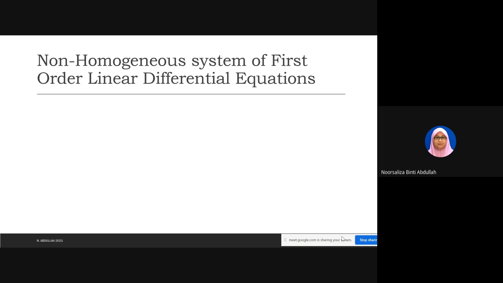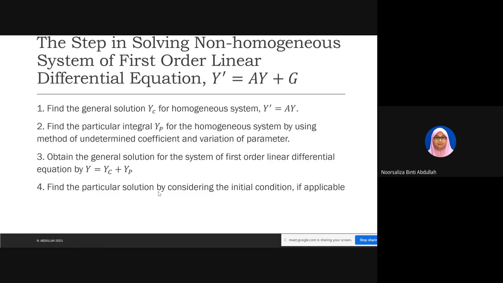So today we continue our lecture on chapter 3, for non-homogeneous systems of first order linear differential equations. There are several steps that you have to follow to solve this non-homogeneous system. First, you have to find the general solution YC for the homogeneous system, the one that we learned last week. You follow the homogeneous system steps.